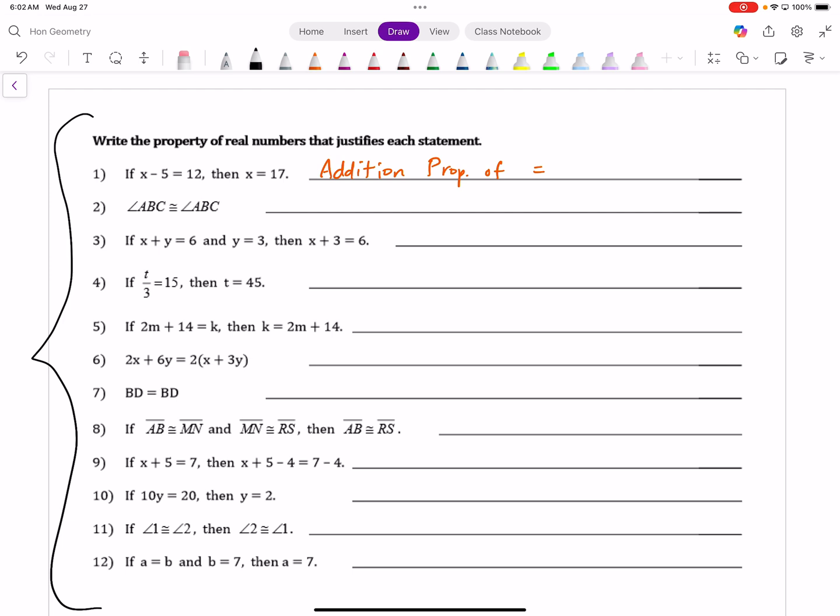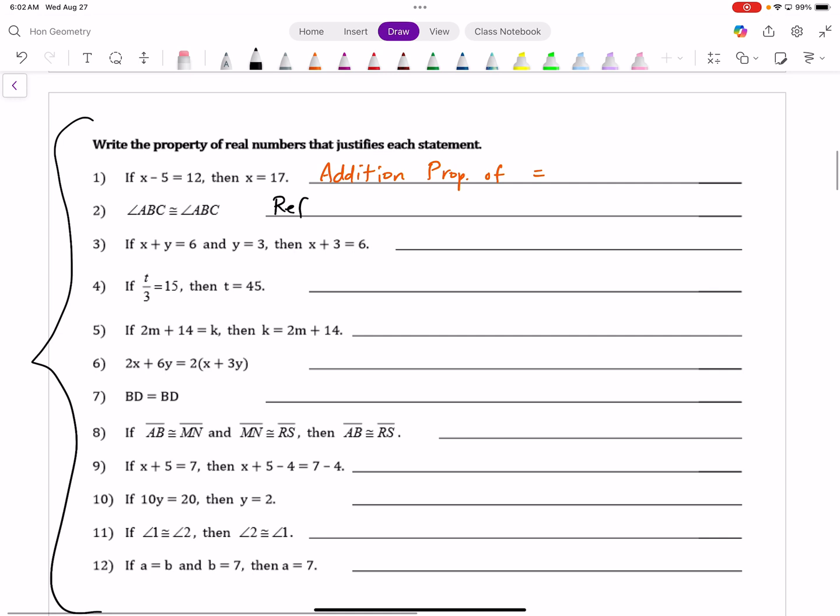All right. Angle ABC is congruent to itself. So anytime something is either equal or congruent to itself, that's a reflexive property. So this is the reflexive property. And because they're angles, not numbers, it would be the reflexive property of congruence.